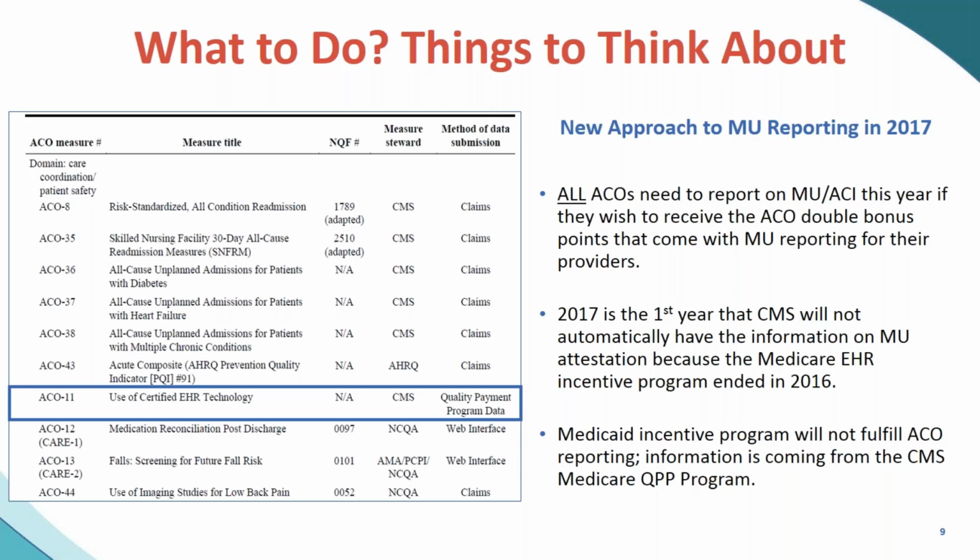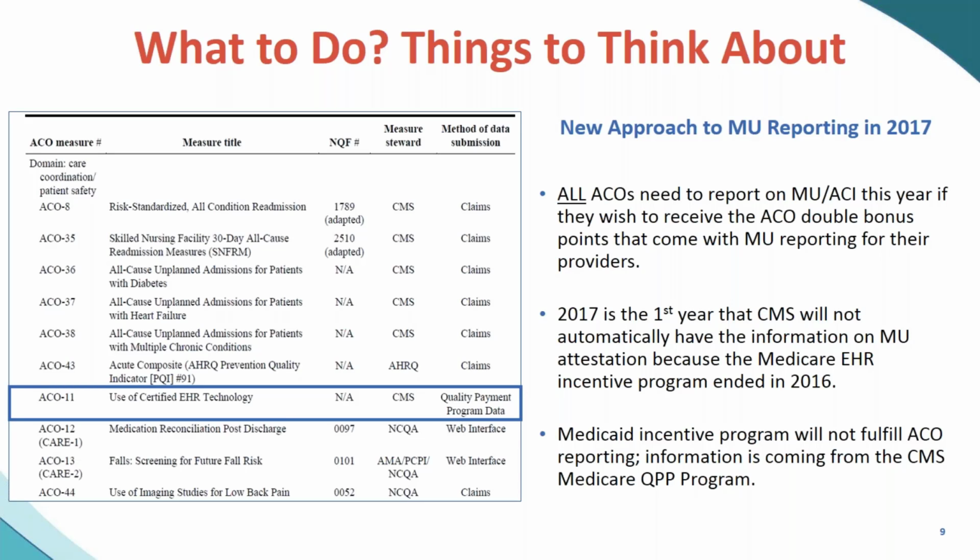But what I'm pointing out for you is this year in 2017, this is the very first year that CMS will not have that database to work with, because people are not going to be reporting meaningful use the same way. Even if you're in the Medicaid meaningful use program, that does not qualify for what you need to report for the ACO.